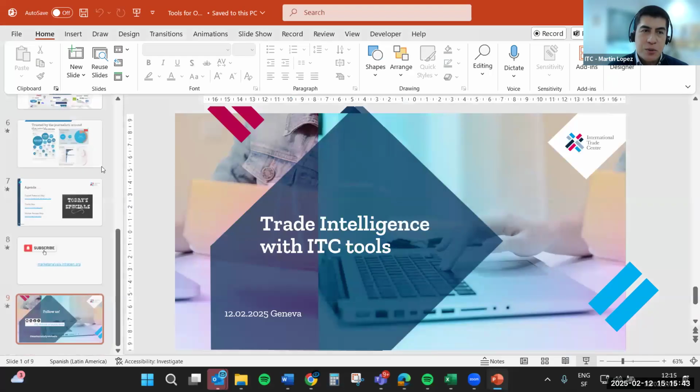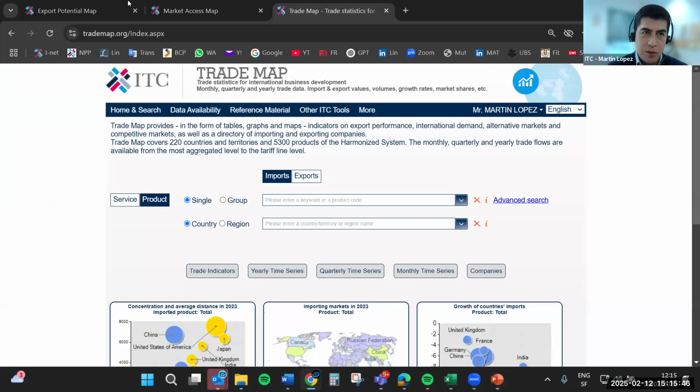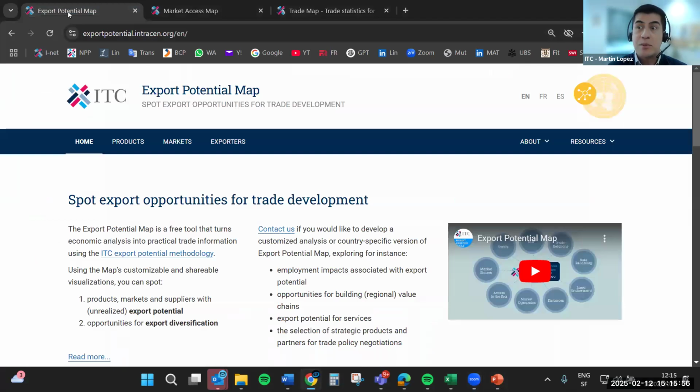Of course, you will have these slides, as Amy already said, but I would like to say some words before about this tool, Export Potential Map. What is this tool about? As you can see already, in the short description here, it contains an econometric model. Remember econometrics, for those of you who studied some economics-related careers at the university.